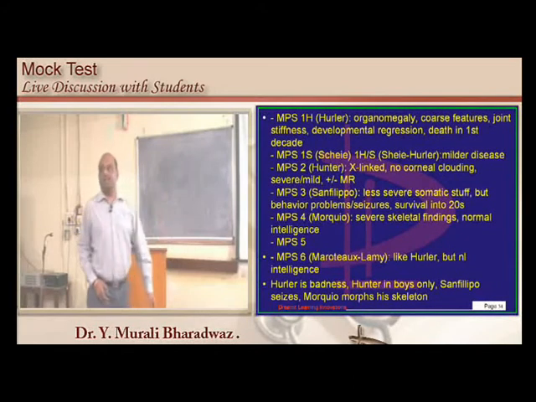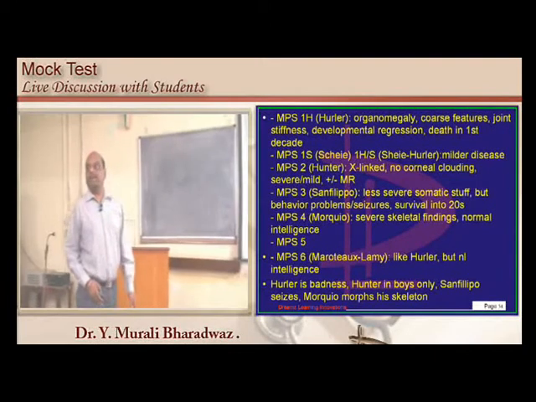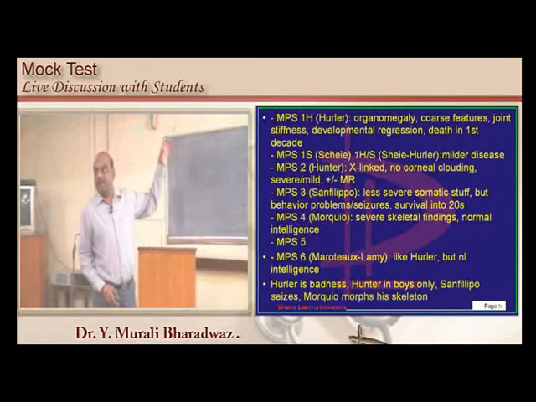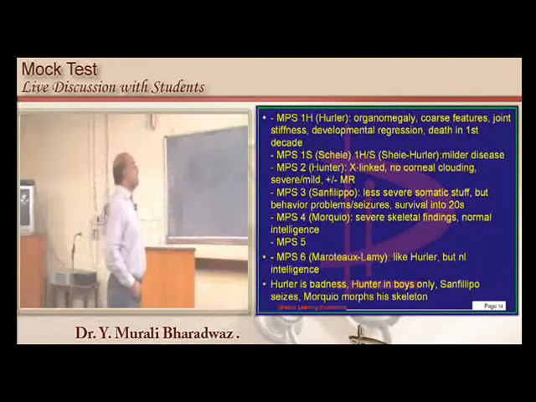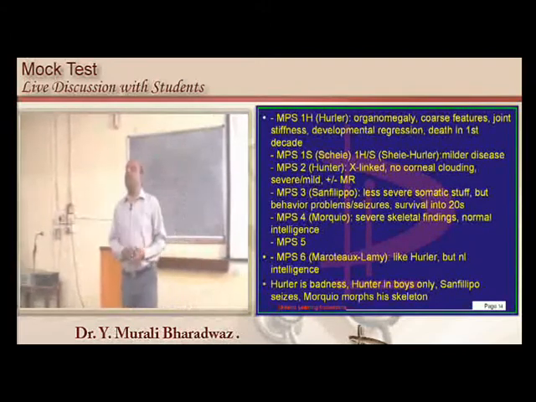Sanfilippo has seizures, that is, there will be seizures in that. And Morquio will be morphing the skeleton, because mainly the problem in Morquio is severe skeletal findings but normal intelligence. So that's what we need to remember. So I leave to you a few features of Hurler and Hunter.